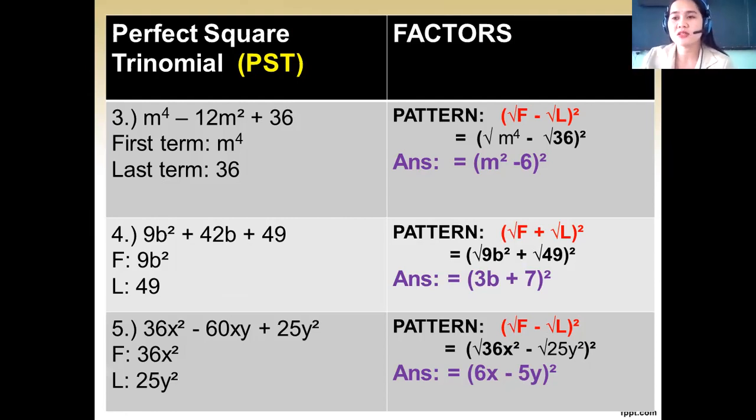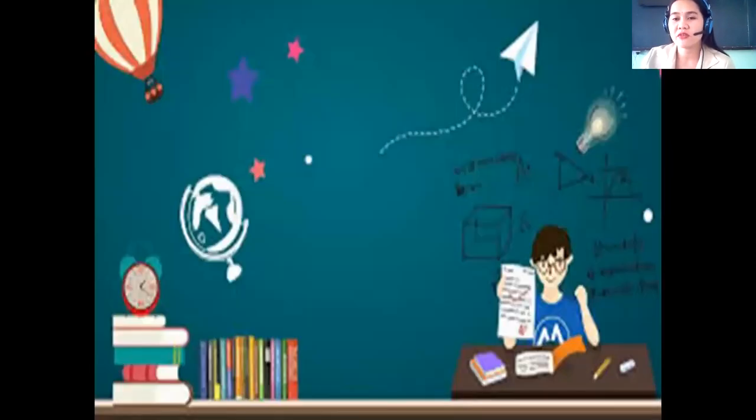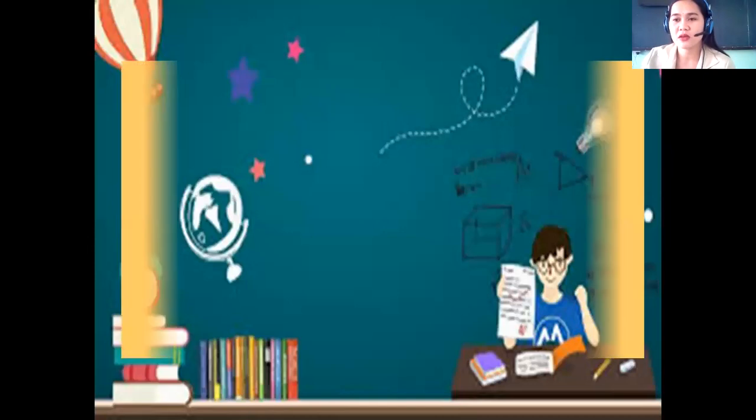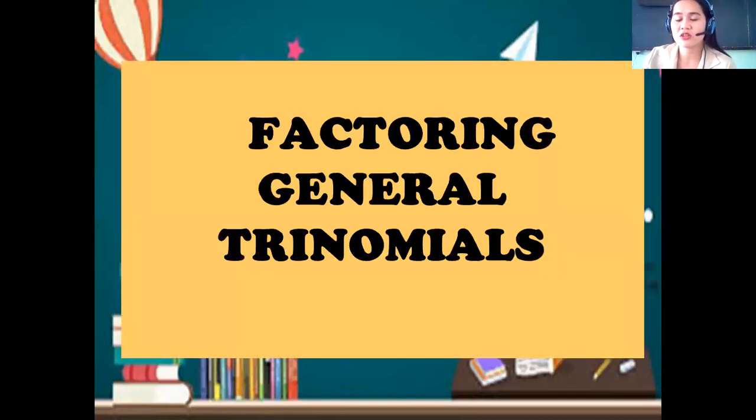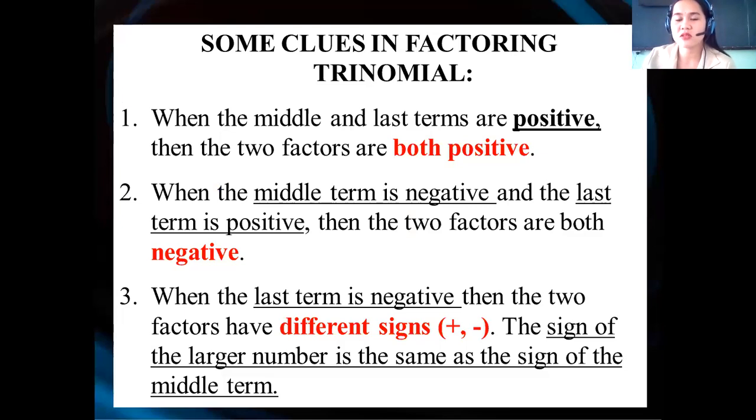Okay, so that's all for perfect square trinomials. We'll proceed to factoring general trinomials. Pag sinasabi natin general trinomials, it is written in the form of x squared plus bx plus c. We have some clues in factoring this trinomial.